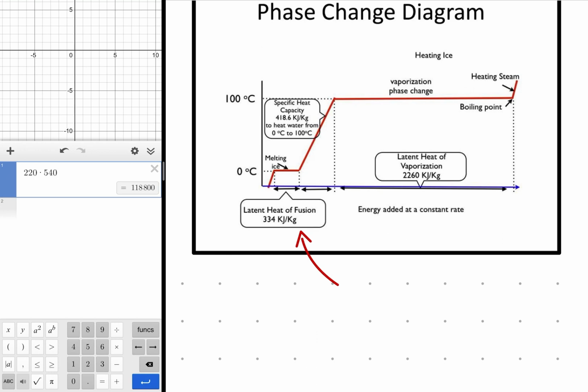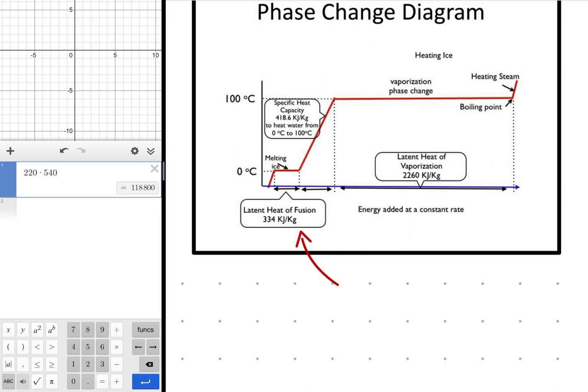Okay. Now, by the way, this is not in the correct units because we want to work in calories per gram rather than, in this case, kilojoules per kilogram. So essentially, the way you'd read this is 330,000 joules per kilogram is the amount of energy it takes to melt ice into liquid water. So that's the latent heat of fusion.